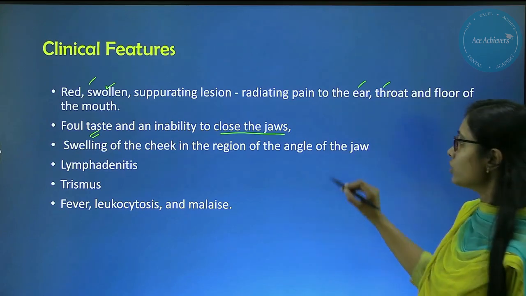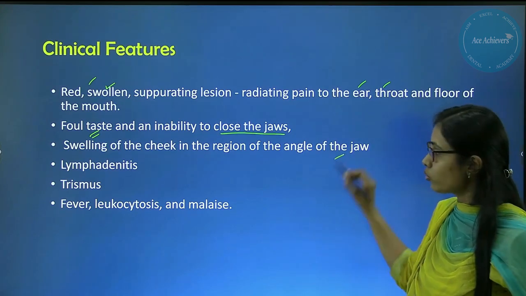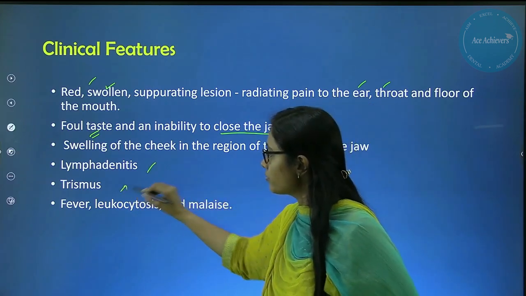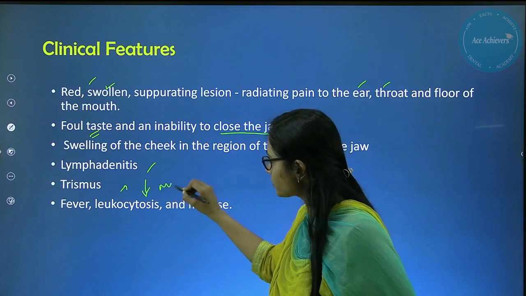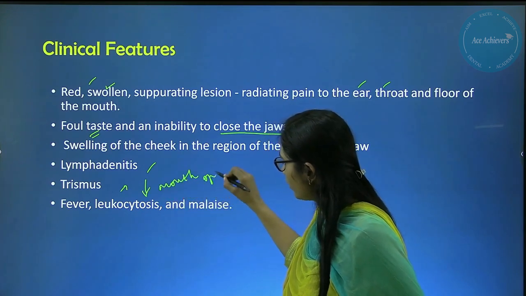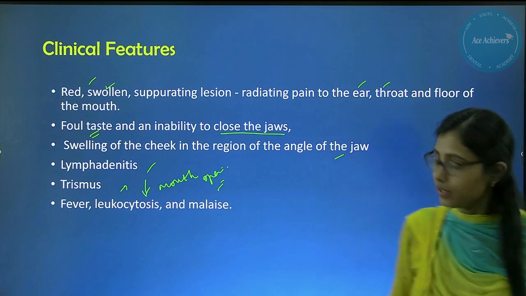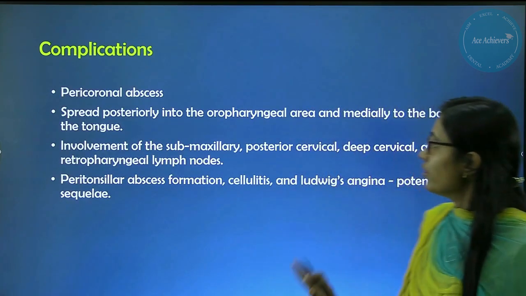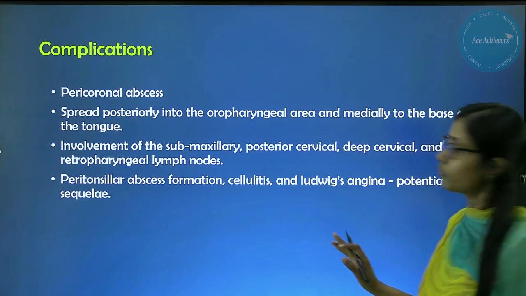There is going to be swelling of the cheek in the region of the angle of the mouth. It is also going to be associated with lymphadenitis, trismus, and difficulty in opening the mouth. And there is going to be fever, leukocytosis, and malaise. Okay, so there are some complications which I've already discussed.